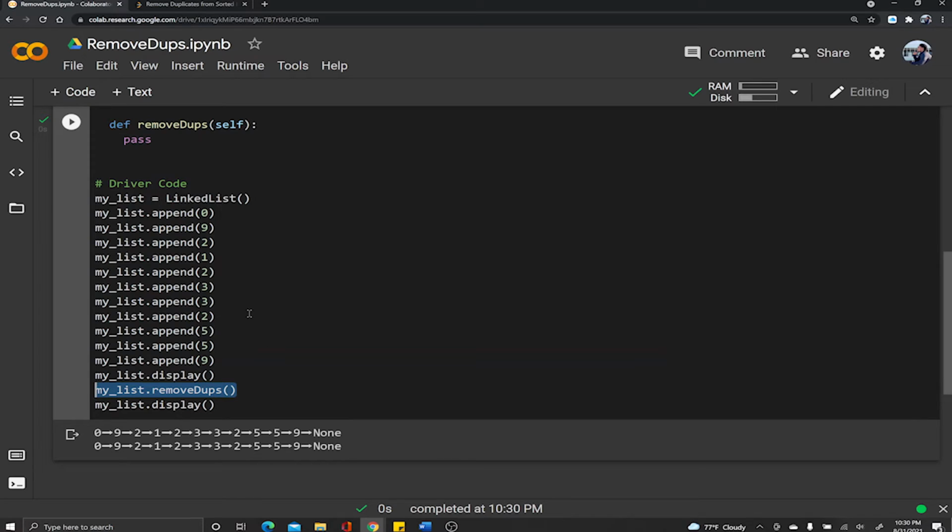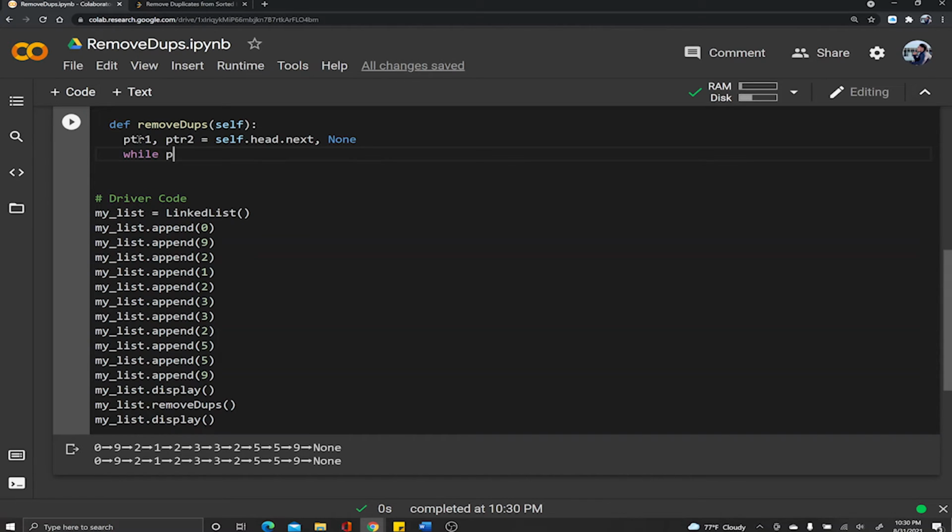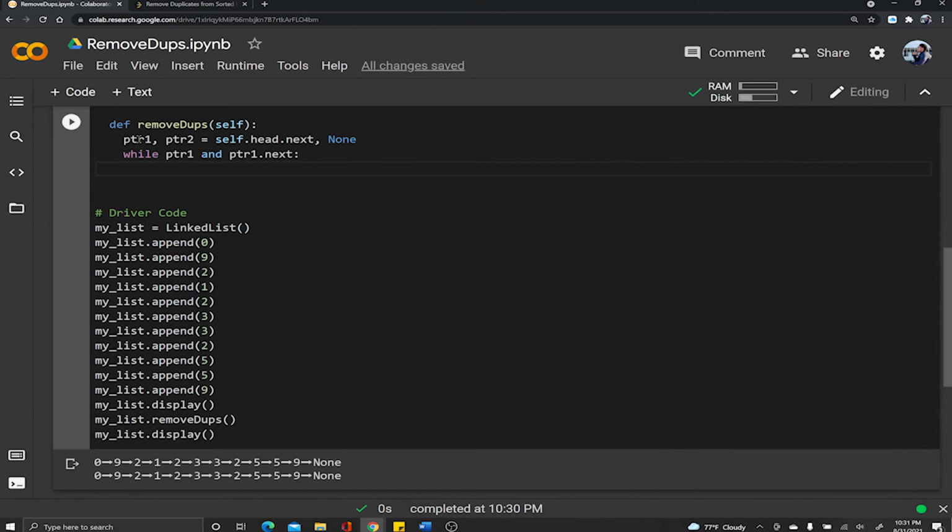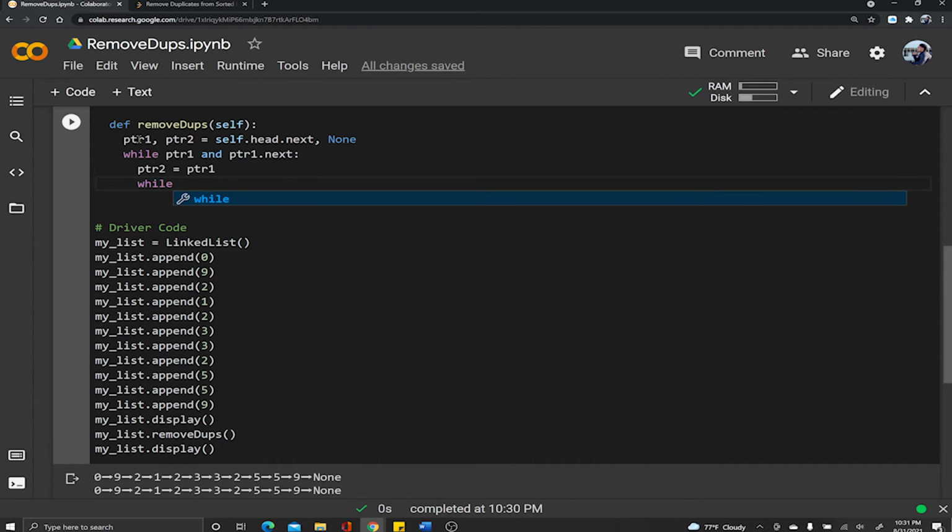We're going to first initialize our 2 pointers, ptr1 and ptr2. ptr1 is going to be self.head.next. The only reason why I say .next is because I assume our head node is always a none node. Most people don't assume this. And I'm going to set ptr2 to none for now. Then I'm going to write a while loop: while ptr1 is not none and ptr1.next is also not none, I'm going to set ptr2 equal to ptr1. So now that they're equal, now a second while loop to move ptr2.